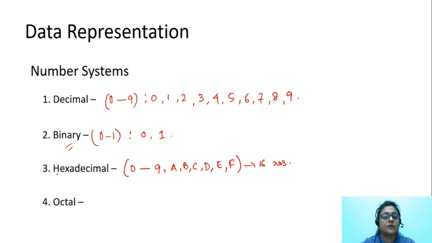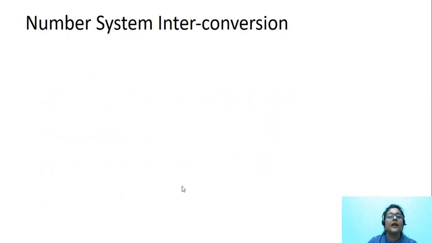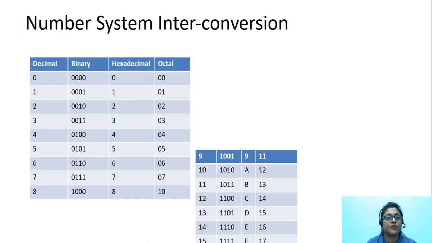Next, we have octal number system. This is a number system where we have numbers from 0 through 7. So there are basically 8 numbers, and numbers can be 0, 1, 2, 3, 4, 5, 6, 7. So there are 8 numbers, and we can have a combination of any of these numbers to create an octal number in a particular octal number system. Now let us understand how to have number system interconversion.